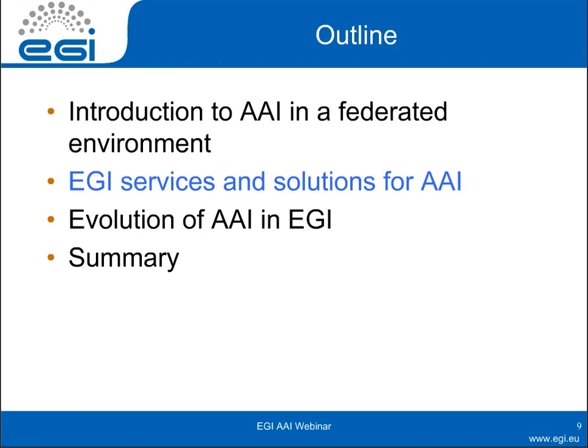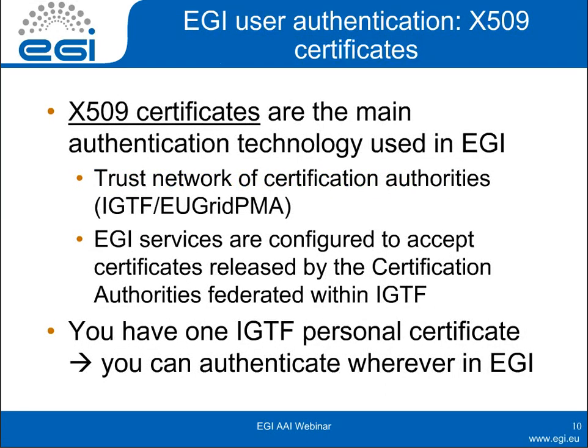Okay, moving on. So how precisely is EGI handling authentication at the moment? What do we use? What is most used in EGI, not only that but what is most used, are the X509 certificates. You may know about the technology of X509 certificates. I put a link to Wikipedia here in the slide. They are basically a public private key infrastructure, and it is the main technology used in EGI.